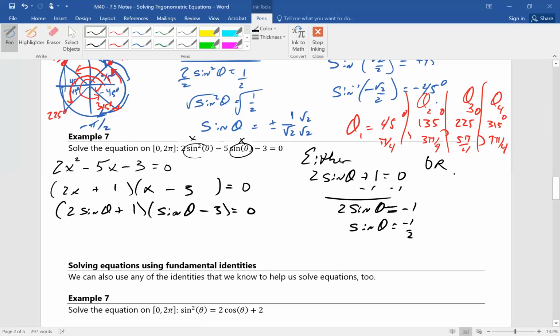Or sine of theta minus 3 has to equal 0. And we can finish up and say sine of theta has to equal 3. And just like a couple examples before, there's no angle. Remember, our range of answers has to be from -1 to 1. So there's no angle where I can even get 3, so I toss this. So for that part, there's no solution.